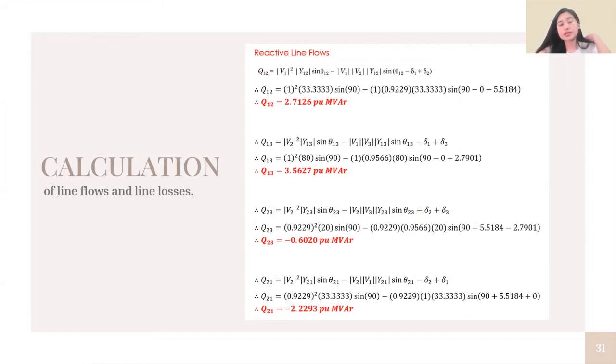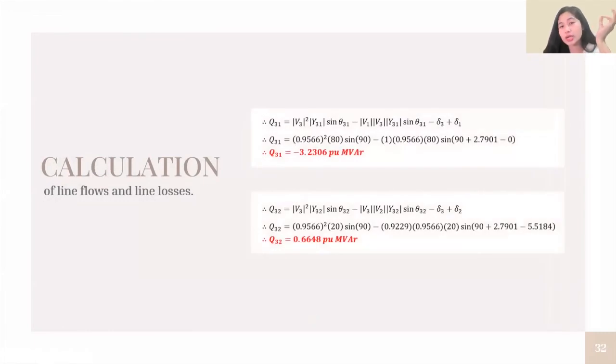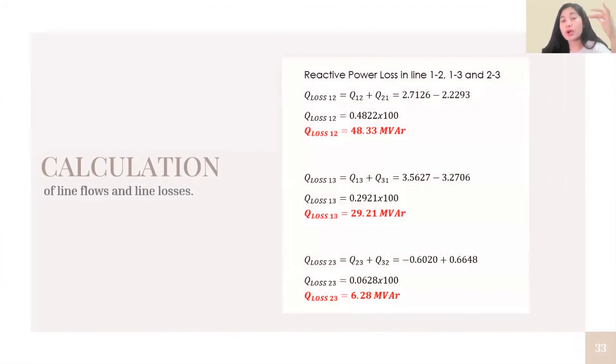So upon pressing your calculators, our Q12 will be equivalent to 2.7126 PU Mvar. Since reactive power na to, then our Q13 is 3.5627 PU. This is Q23, negative 0.6020 PU. Our Q2, this is Q21, right? 2.2293 PU Mvar. As for our Q31, this is negative 2306 PU, and our Q32 is 0.6648 PU Mvar. So upon that, we are going to solve for our losses.